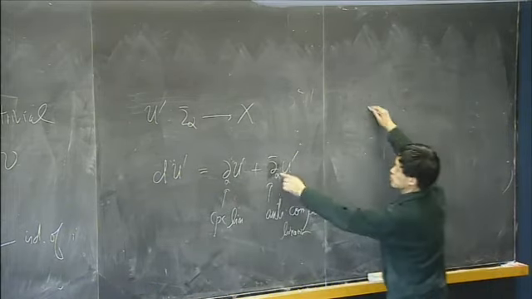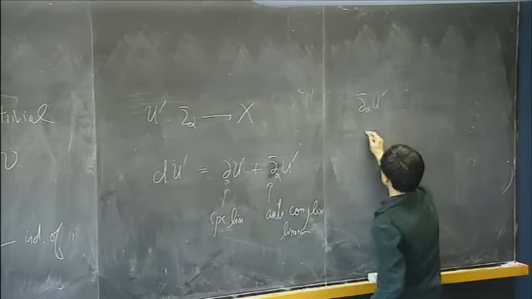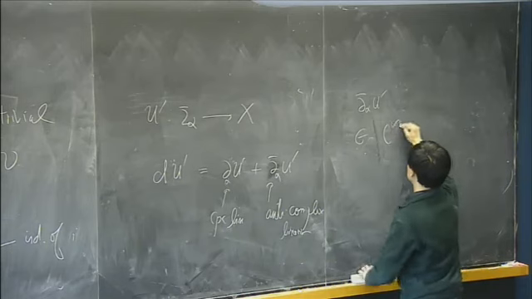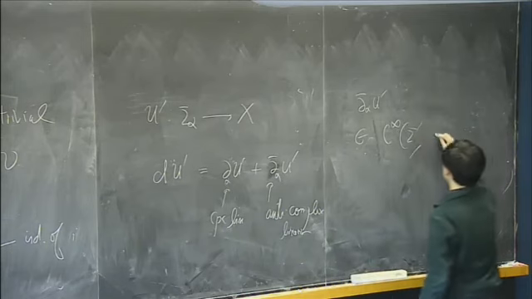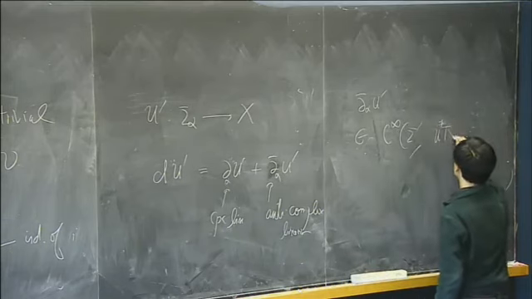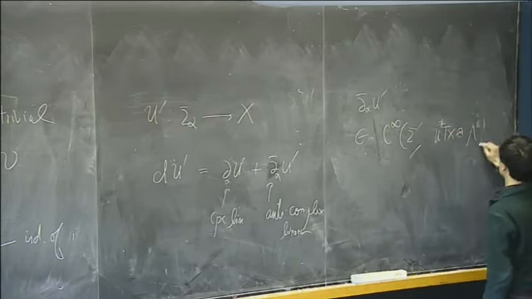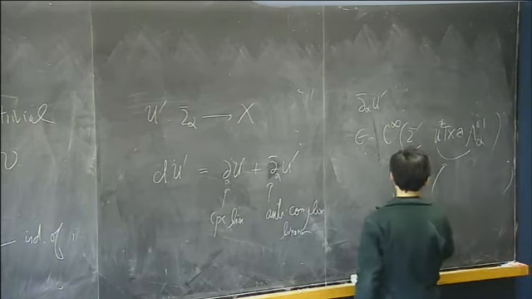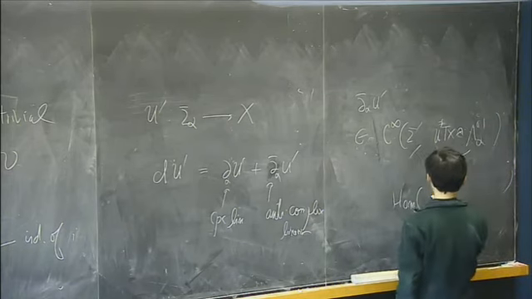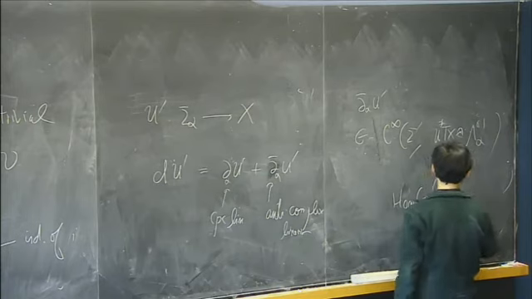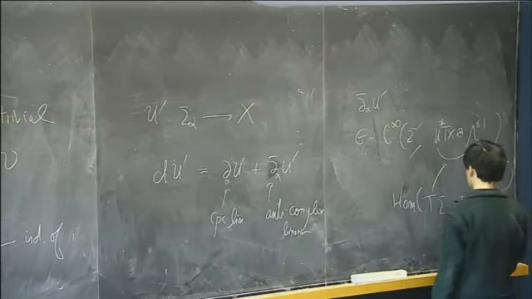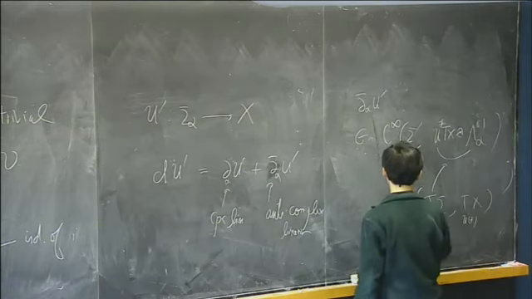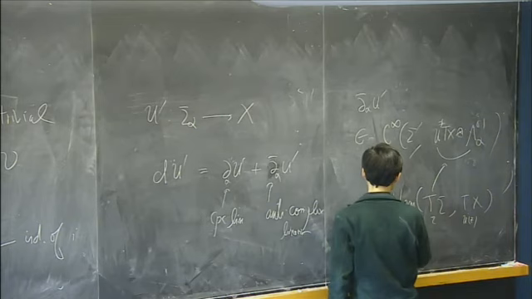So it means that d bar alpha u prime lies in this Hom. It's smooth sections of sigma prime of this tangent bundle tensor (0,1) alpha. What does it mean? This space is Hom from the tangent bundle of sigma to the tangent bundle of x. So you have du prime, but it's an anti-complex linear part.